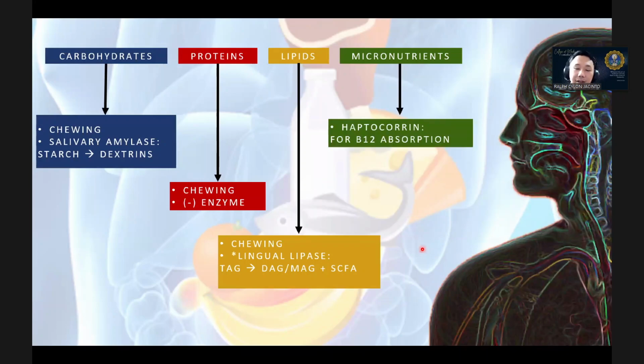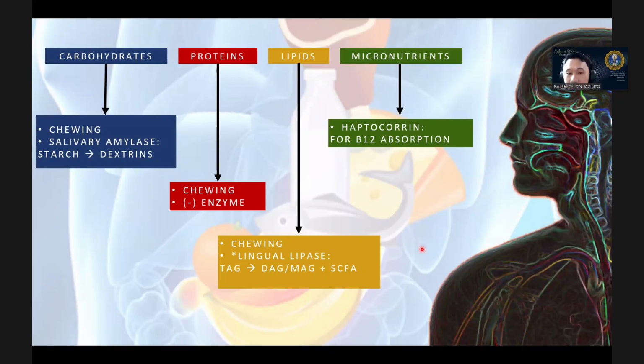Well, with regards to micronutrients, not much happens with regards to the absorption of the vitamins and minerals. But what is important here is you have a factor that helps in the absorption of your vitamin B12, which is your haptocorrin. So this is also secreted by the salivary gland. We'll discuss what this haptocorrin is later on as we go along.